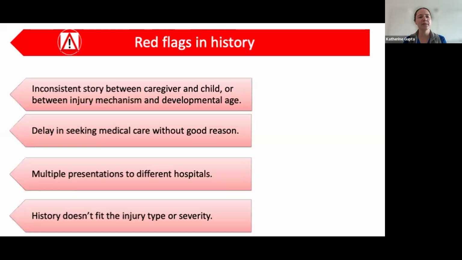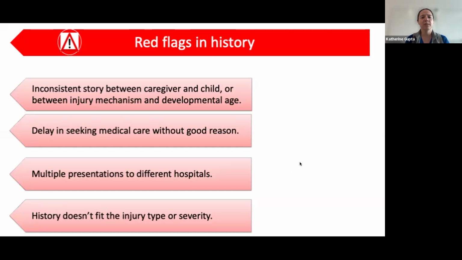Other red flags are if there's been a delay in seeking medical care without a good reason. So there are many things that can delay seeking medical care. You couldn't find transportation, or you didn't have the funds. But in general, if a child has had a serious injury, you should get a sense from the caretaker that they have really made all of their best efforts to get that child to medical care quickly. And when there's been a delay of several days or sometimes even longer, that can raise some red flags.